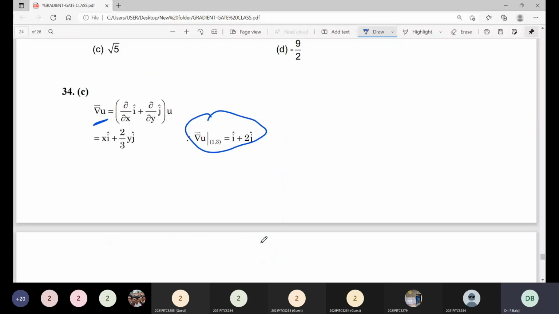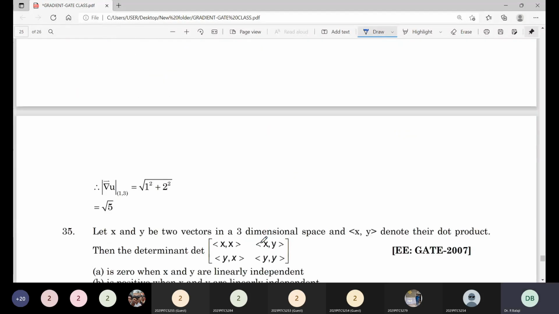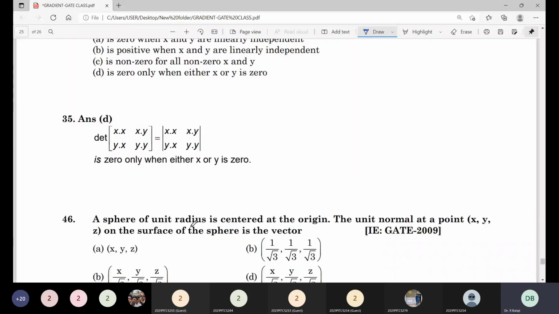Modulus of del u at the point (1, 3) is equal to root of 1 square plus 2 square, which is equal to root 5. This is equal to root 5.